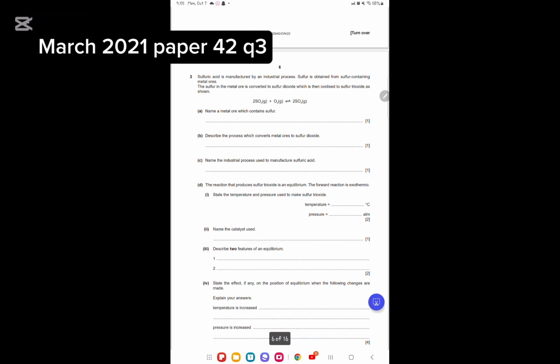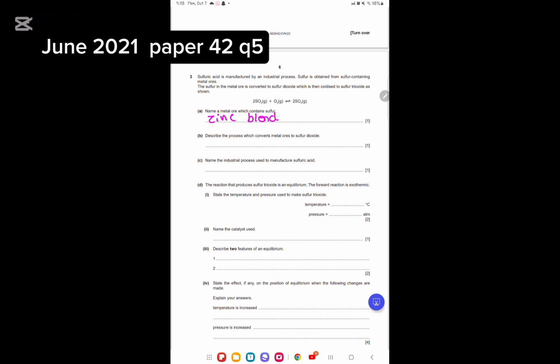Now the next one. We have November 2022 paper 42 question 3. We need to name a metal ore which contains sulfur. This one I had to search up. It is zinc blende. I've never heard of this before, but apparently it's zinc blende. Now describe the process which converts metal ores to sulfur dioxide. How do the metal ores produce sulfur dioxide?